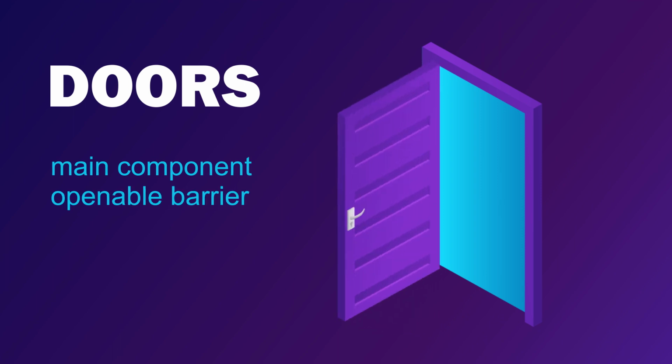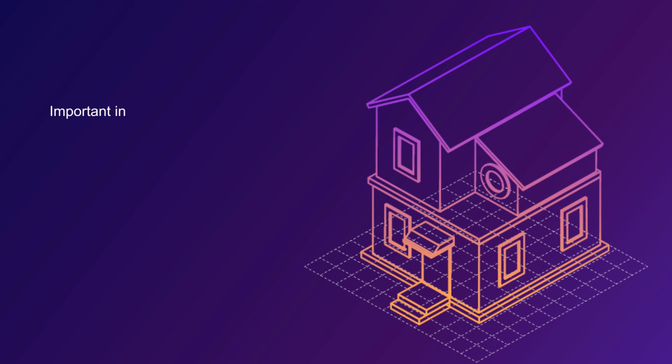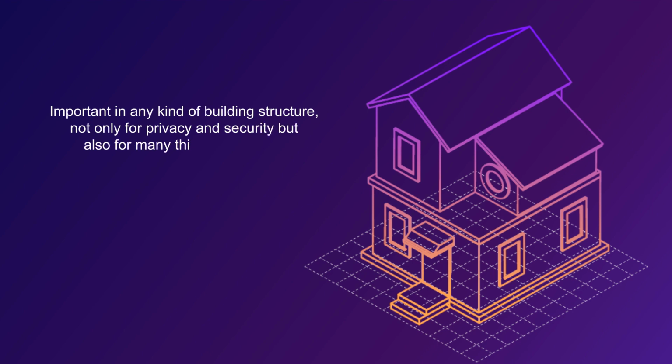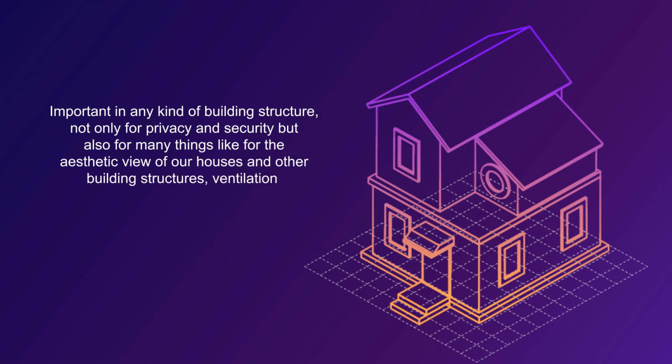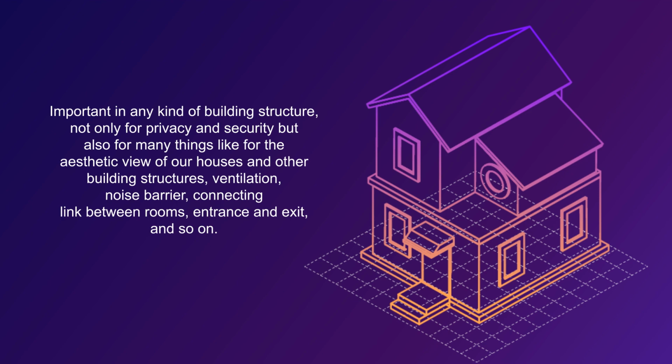The door shutter, or what we always call door, is held in position by the door frame, the members of which are located at the sides and top of the opening doorway. Door is very important in any kind of building structure. Yes, for privacy and security, but also for many things like for the aesthetic view of our houses and other building structures, ventilation, noise barrier, connecting link between rooms, entrance and exit, and so on.